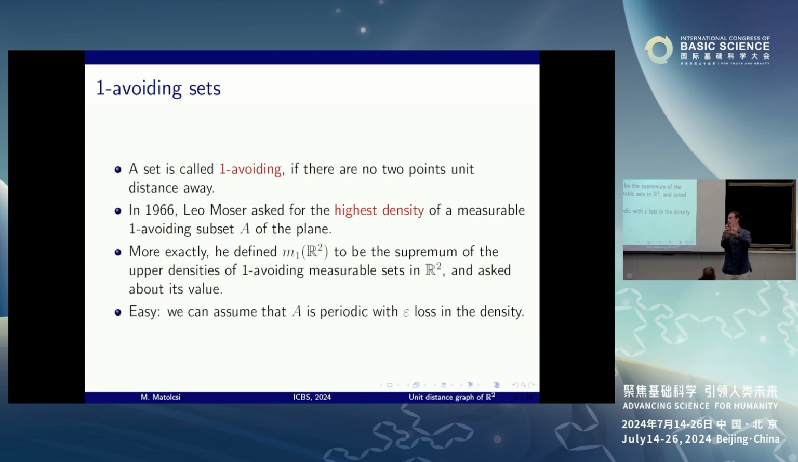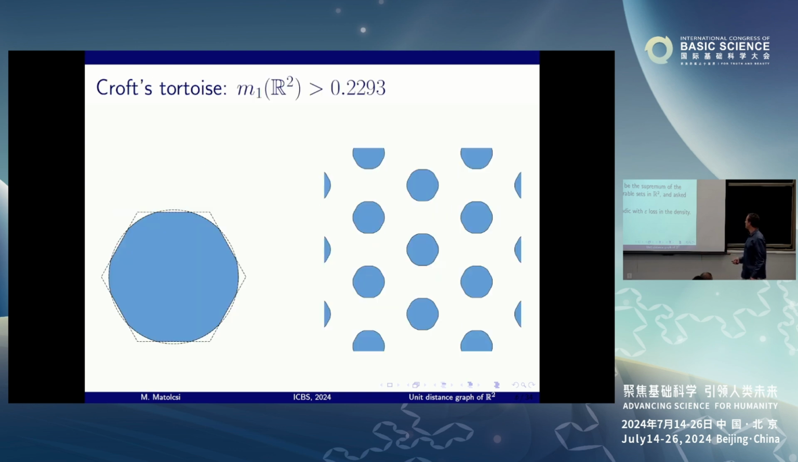But then I say, okay, what I'm going to do is simply delete those strips on the edges of the squares. I lose a bit of density by deleting, but only epsilon. You can take the square arbitrarily large, and that will make your loss arbitrarily small. So basically, you can construct a set which is periodic and has almost the same density. Okay, so from now on, we might as well assume that the set is periodic, which makes life easier.